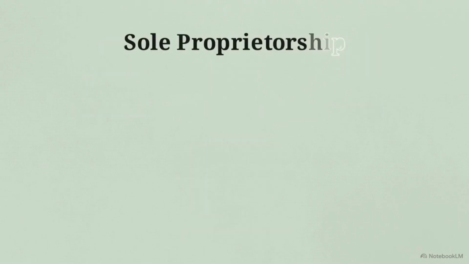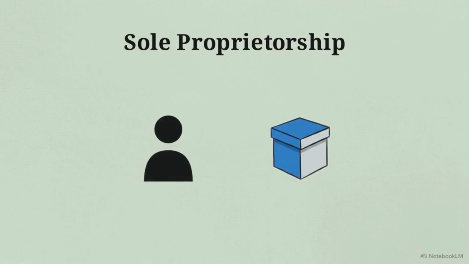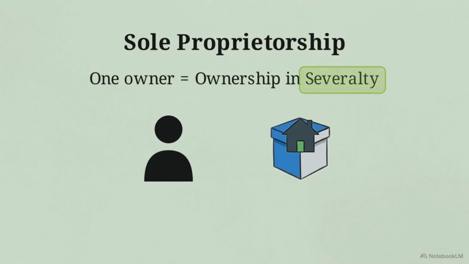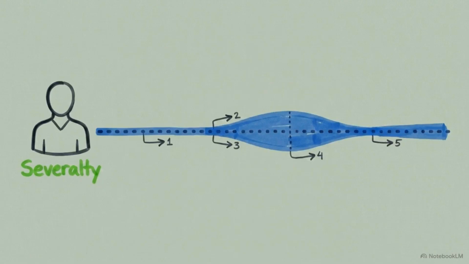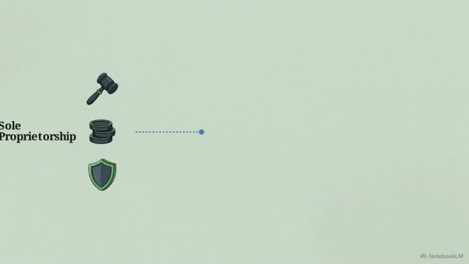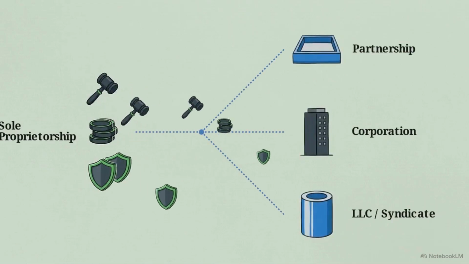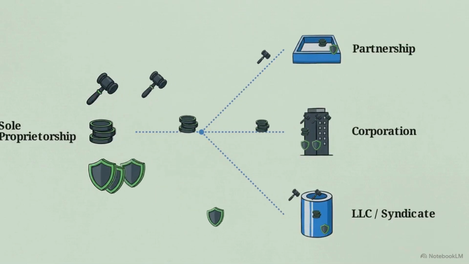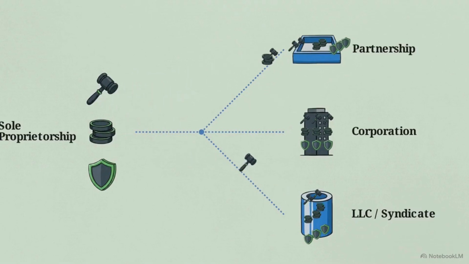The simplest container is the sole proprietorship, which is a business owned by one individual. When one person or one legal entity owns property alone, the law calls this ownership in severalty. The owner's interest is entirely separate from all others. This one owner baseline is our starting point. Every other structure we cover is a different method of dividing that same control, taxation, and liability among multiple people.